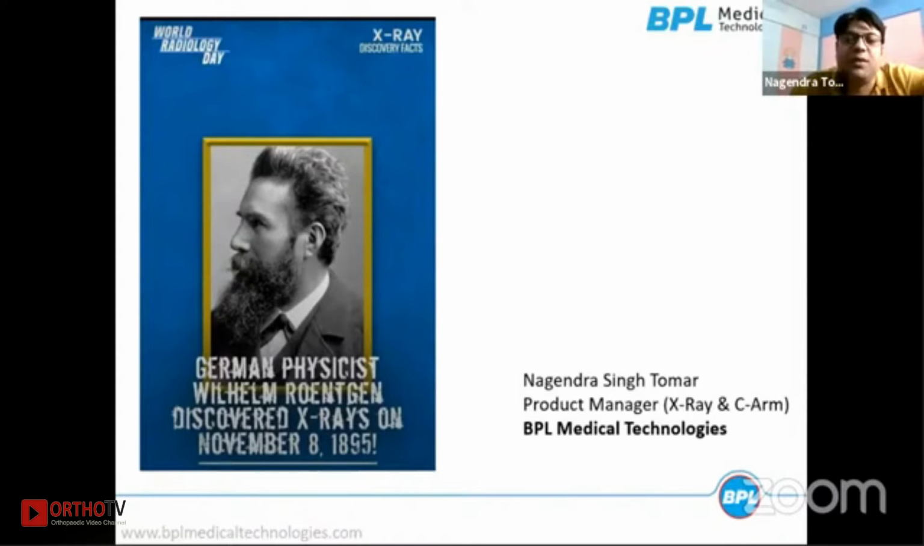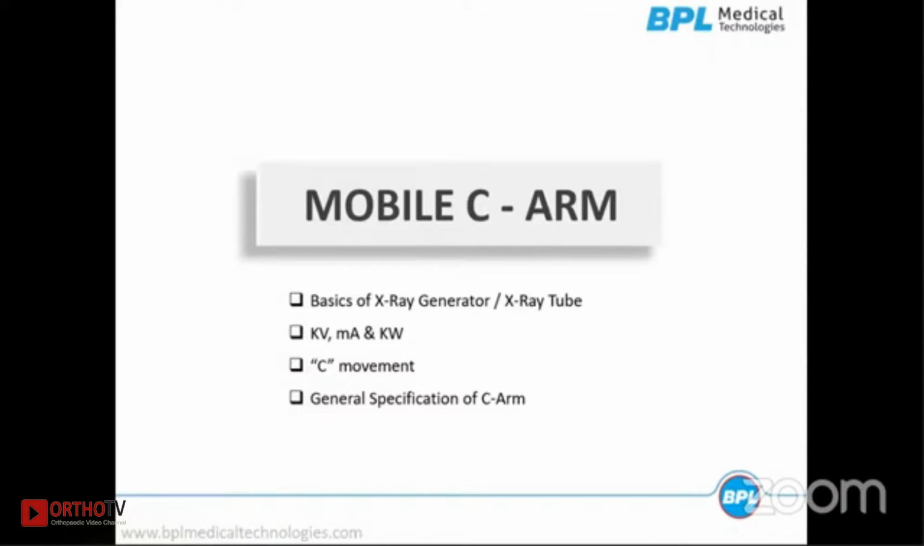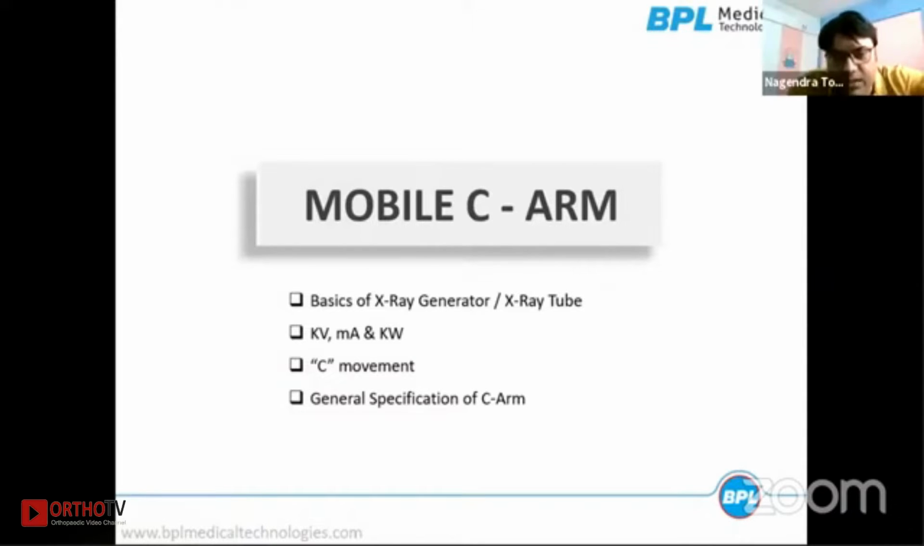So in the next 15 minutes, we will have a discussion on a few topics like the basics of the X-ray generator and X-ray tube, what is kV and mA, the kilowatt rating of the C-arm, and the general specifications of C-arms, what specs are available in the market when we are buying a new C-arm.